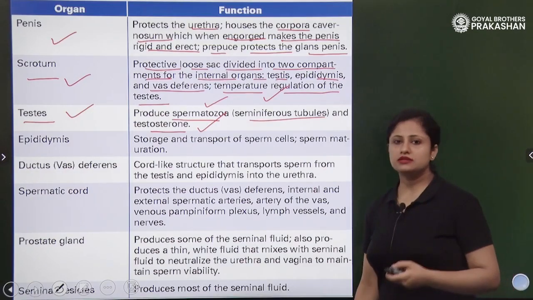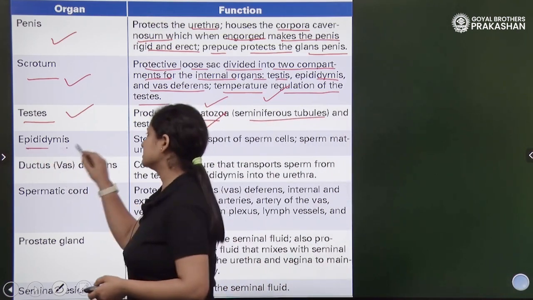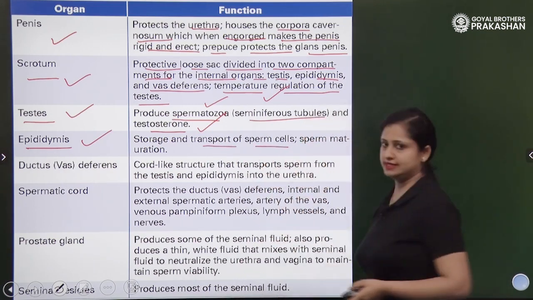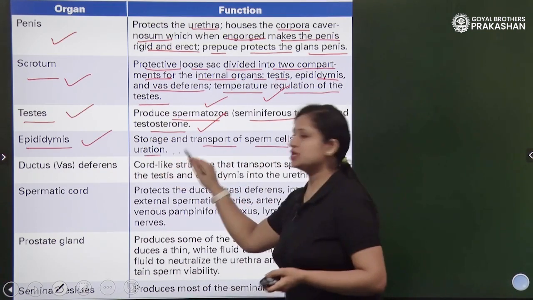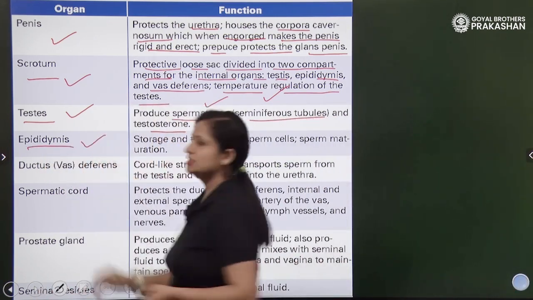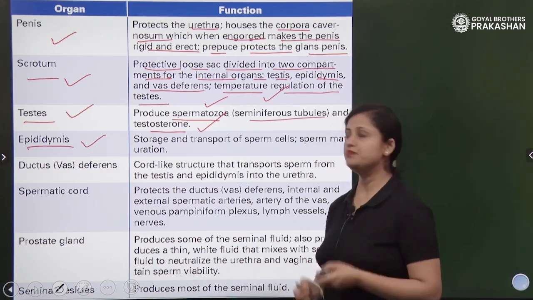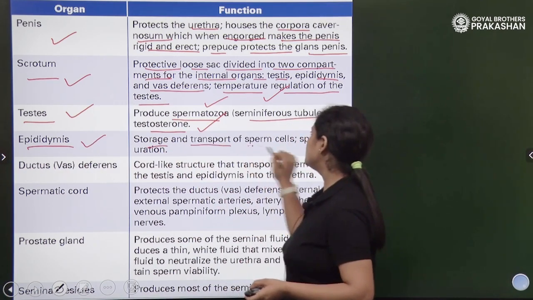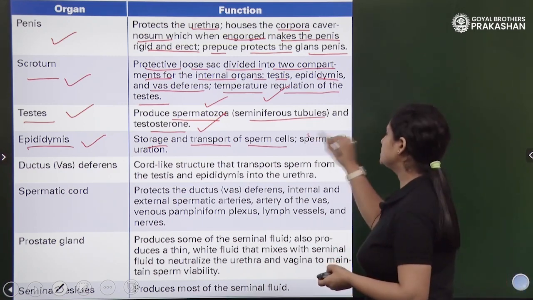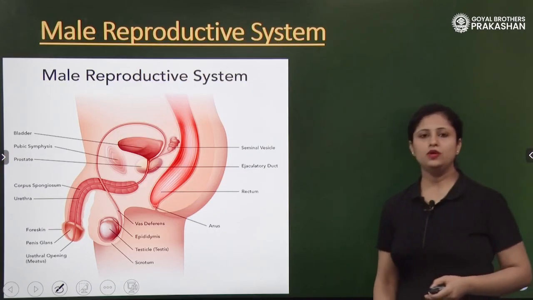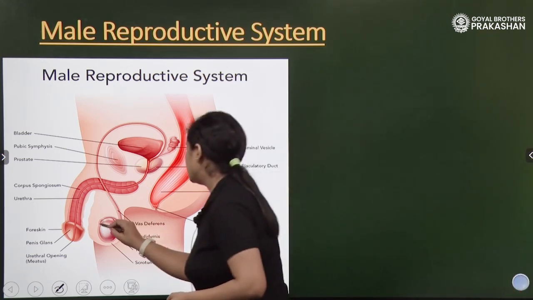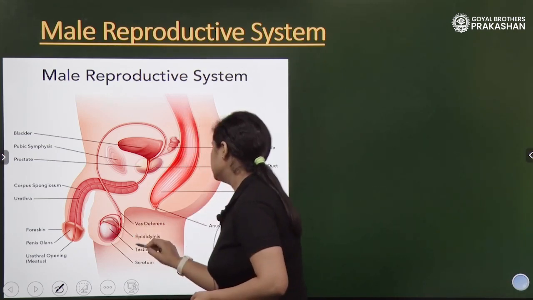Now come to another structure, that is epididymis. So epididymis basically store and transport sperm cells, and also sperm maturation. So epididymis is responsible to store and transport of the sperm cells. It is also responsible for the maturation of the sperm cells. Now let's see epididymis in this diagram. So this part is epididymis.